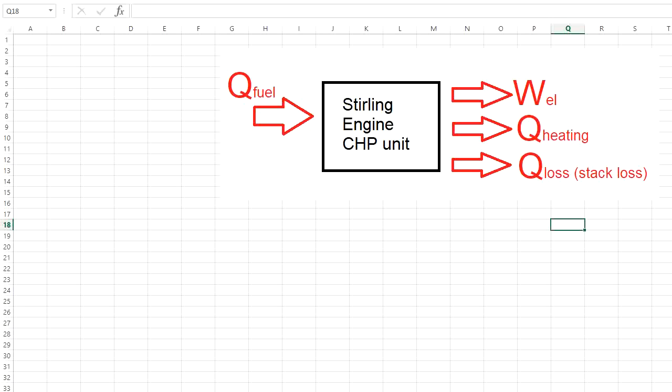So this will be an example of quite basic balance calculations, where we have the Stirling engine combined heat and power unit. We have the fuel input into it, and the fuel is transformed to the work output, to the heat for heating, and to additional loss in the heat. So now let's summarize the input parameters. The net work output, or electrical output, was 1 kilowatt. Then we had specified the net electrical efficiency of the system, which was 18%.